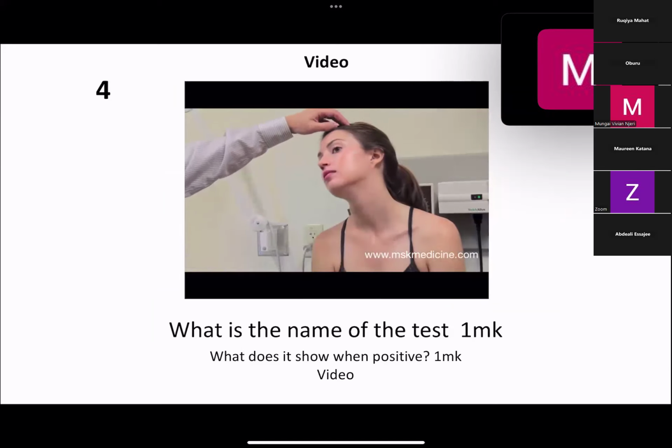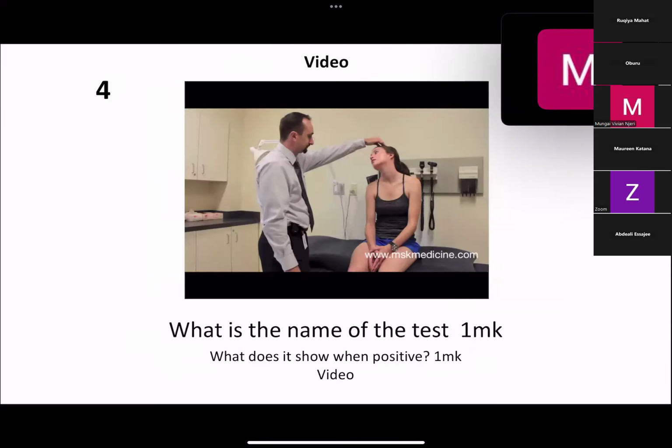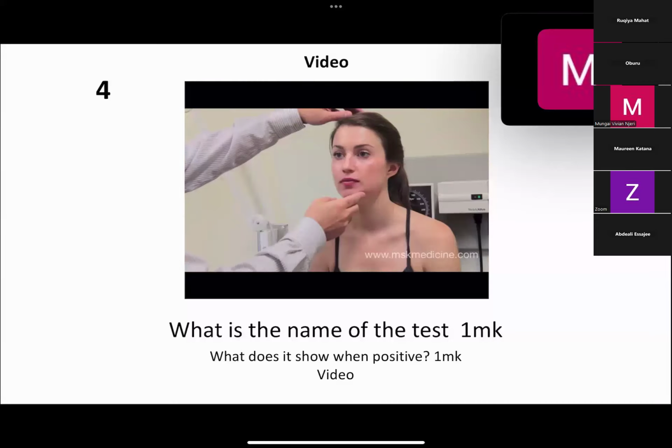What's the diagnosis here? This is called Spurling's test. It's a test or sign, I'm not 100% sure. And what does it mean when it's positive? The patient has cervical spondylosis.